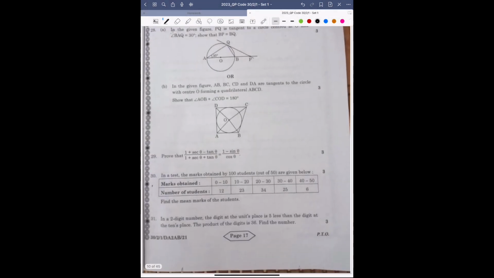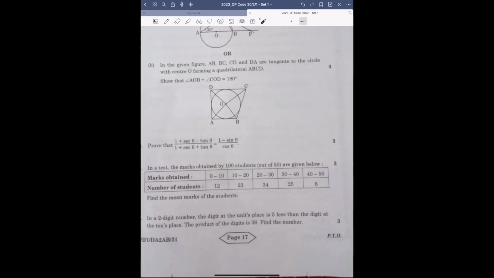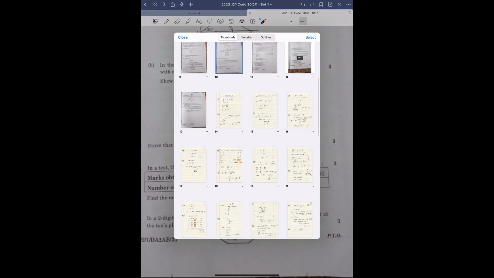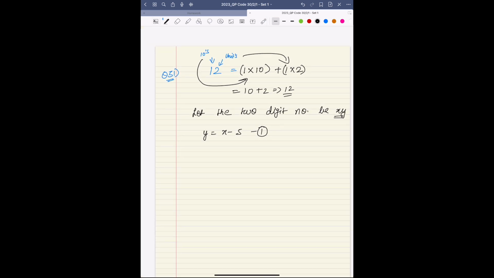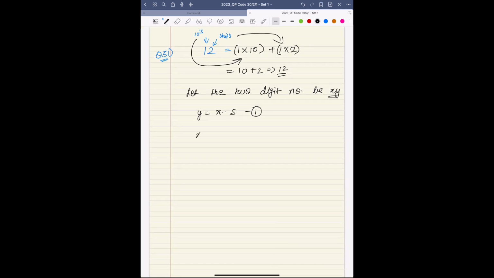Second line says the product of the digits is 36. This is pretty simple. Product of the digits is 36. In short, x into y is 36. Okay. Now when I write xy, it doesn't mean that the number is 36. Okay. X dot y is 36. Product of the numbers is 36. Right. That's it. You have two equations, you have two variables, you can easily solve it.